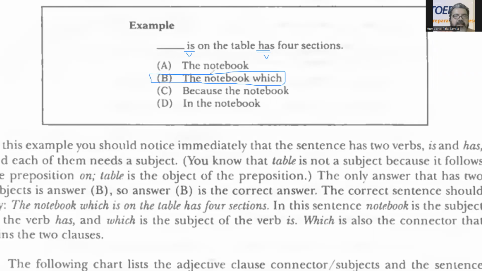Right. So we got the notebook subject, which is a connector, but it's also the subject for the verb is. The notebook has 4 sections. What notebook? The notebook which is on the table. Right? The correct sentence should be: the notebook which is on the table has 4 sections. In the sentence, notebook is the subject of the verb has, and which is the subject of the verb is, which is also the connector that joins the two clauses. Right? So that's what we're saying.